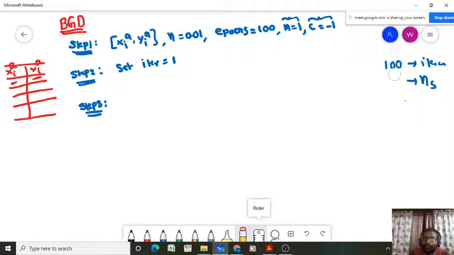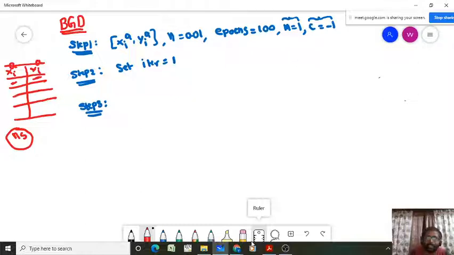So now I told you that in the batch gradient descent optimization technique, we are considering all the samples. Let us assume the number of samples available in the data set is equal to ns.